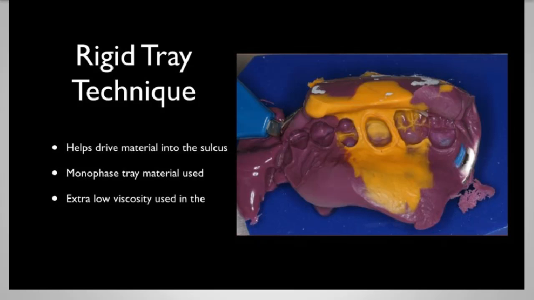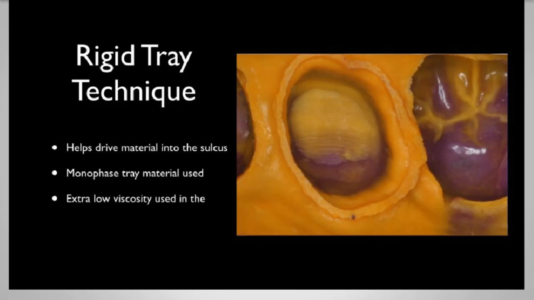And here's what the tray looks like with the impression material. We see nice detail in all aspects, a nice compression force that has occurred. And if we zoom in on that impression, it's a highly detailed impression, with plenty of flash and lots of crispness to the margin. Again, there's really no question as to where that margin is.